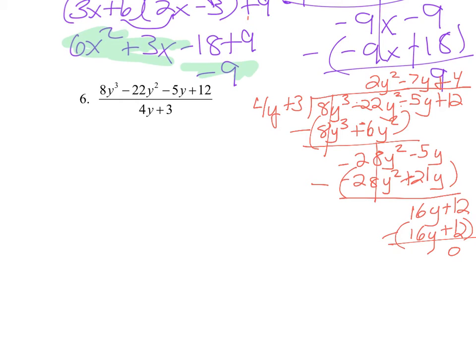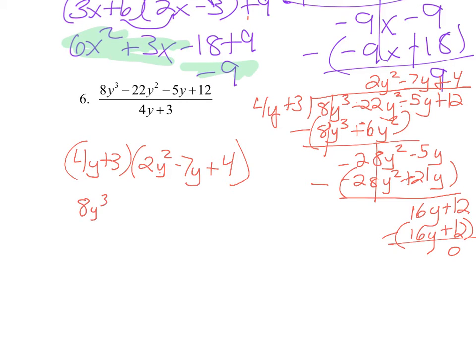Okay, to verify this, we have 4y plus 3 times 2y squared minus 7y plus 4. So 4y times 2y squared gives me 8y cubed. 4y times a negative 7 is a negative 28y squared. 4y times a positive 4 gives me a plus 16y. Oops, this was y squared.